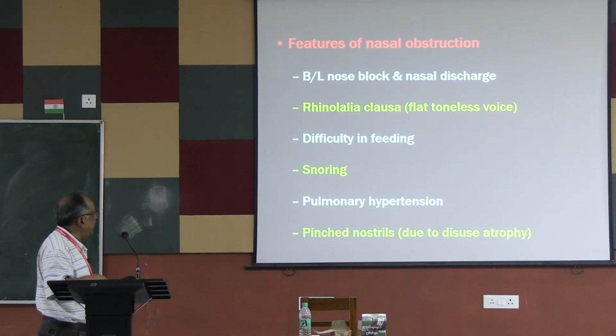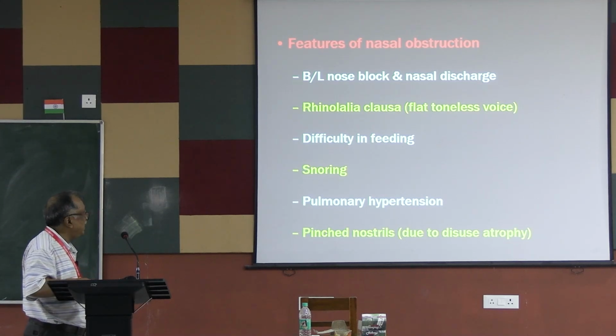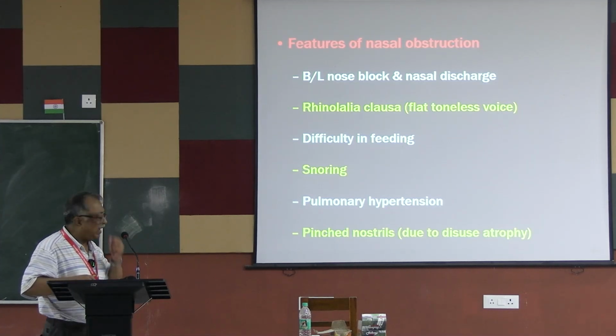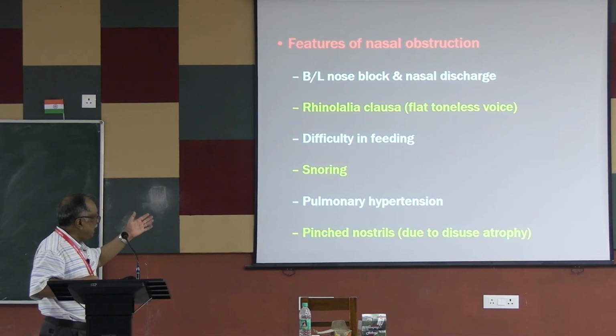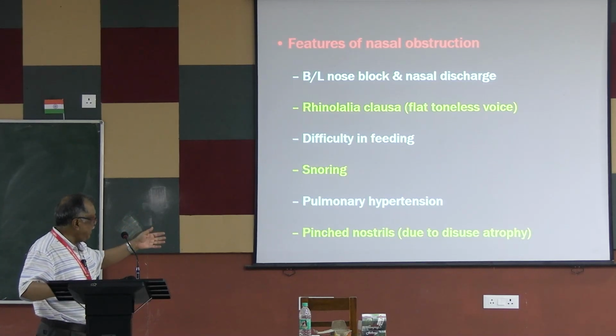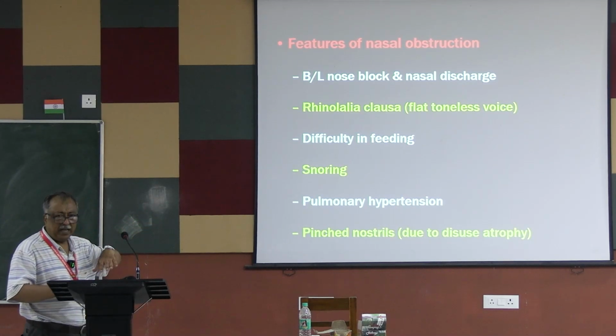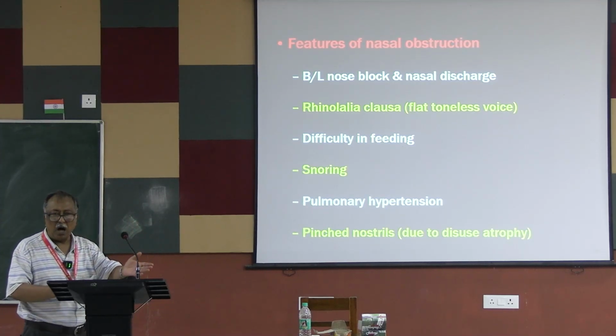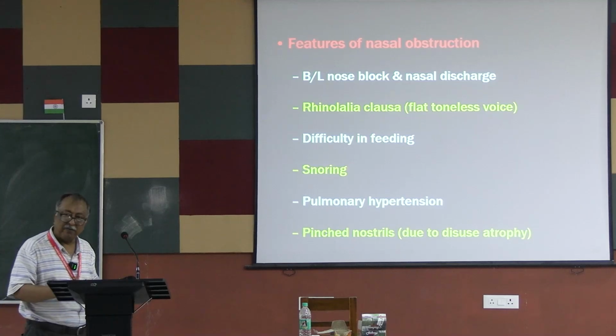And what is rhinolalia clausa? That is a flat, toneless voice. Difficulty in feeding, snoring, pulmonary hypertension. Pulmonary hypertension is due to obstruction in breathing causing hypercapnia, which leads to pulmonary hypertension and ultimately right ventricular failure.